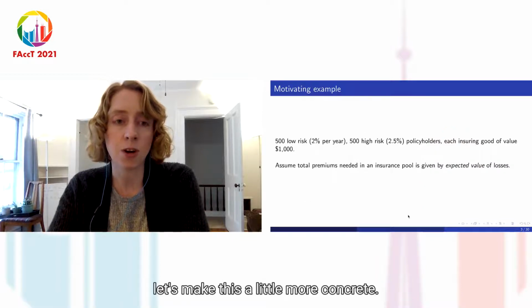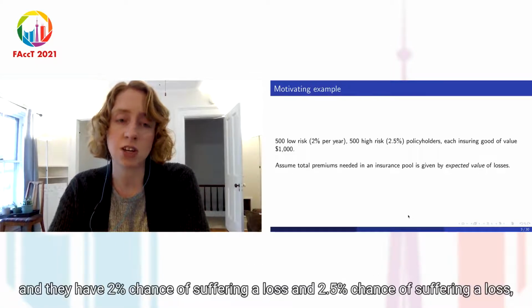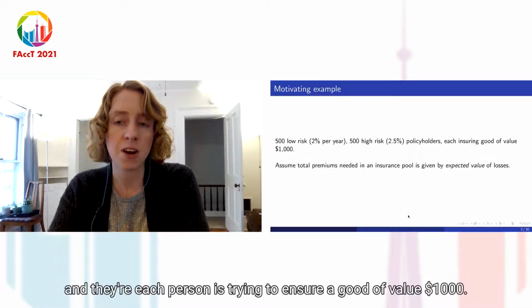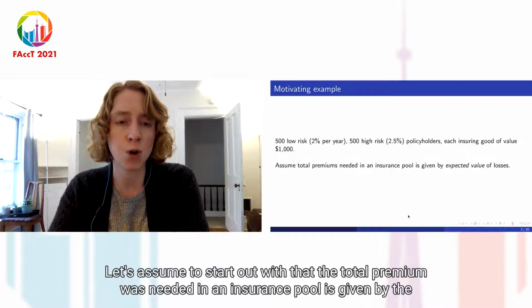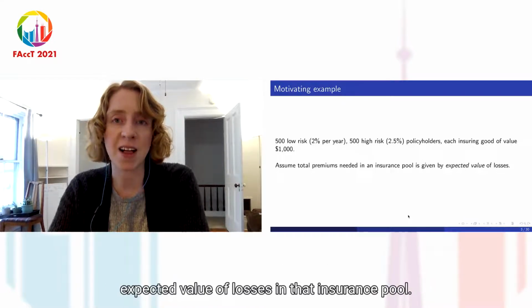Let's make this a little more concrete. Say that there are 500 people who are lower risk and 500 people who are higher risk, and they have a 2% chance of suffering a loss and a 2.5% chance of suffering a loss, respectively, per time period. And each person is trying to insure a good of value $1,000. Let's assume to start out with that the total premiums needed in an insurance pool is given by the expected value of losses in that insurance pool.